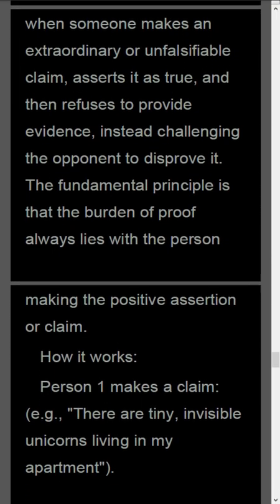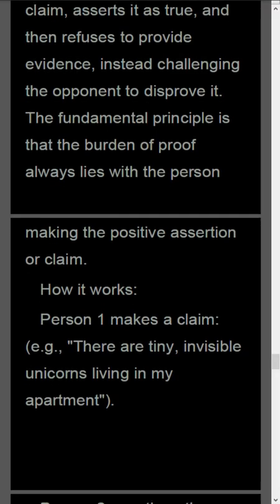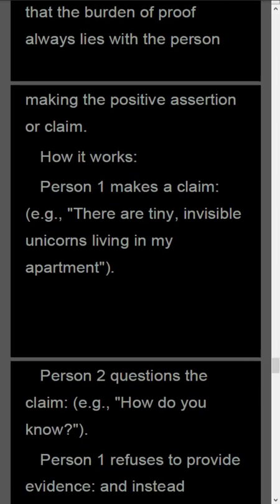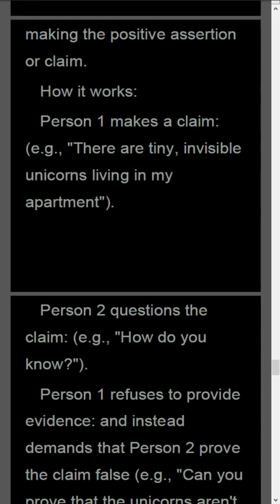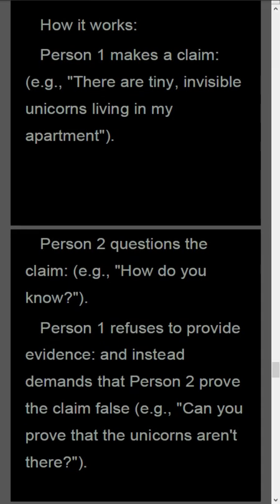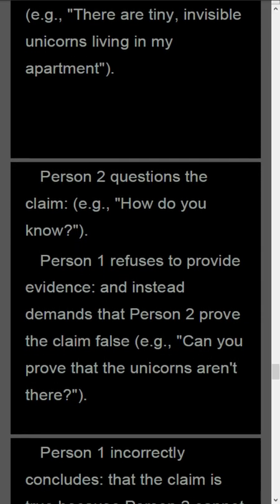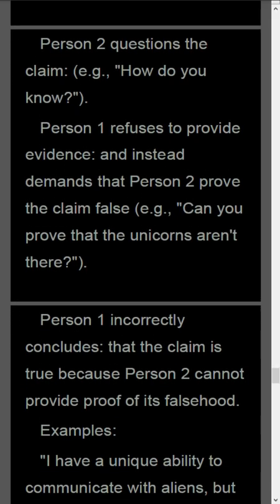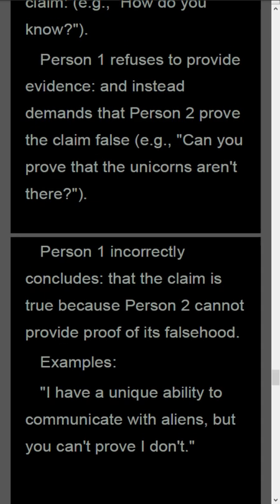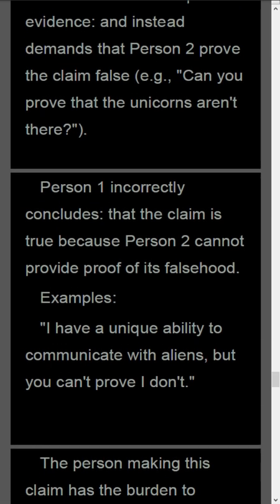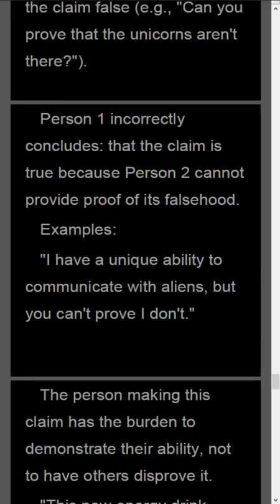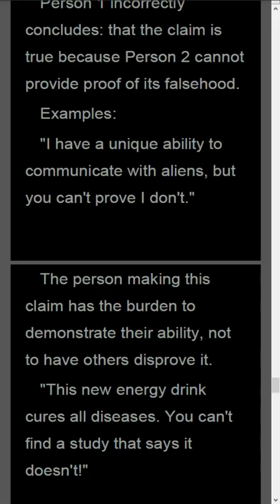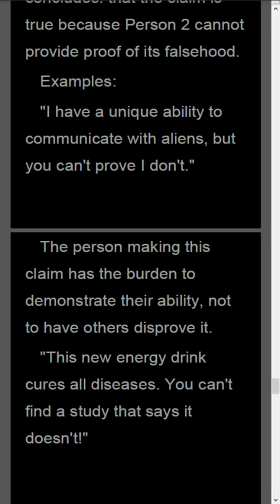How it works. Person 1 makes a claim (e.g., There are tiny, invisible unicorns living in my apartment). Person 2 questions the claim (e.g., How do you know?). Person 1 refuses to provide evidence, and instead demands that Person 2 prove the claim false (e.g., Can you prove that the unicorns aren't there?). Person 1 incorrectly concludes that the claim is true because Person 2 cannot provide proof of its falsehood.